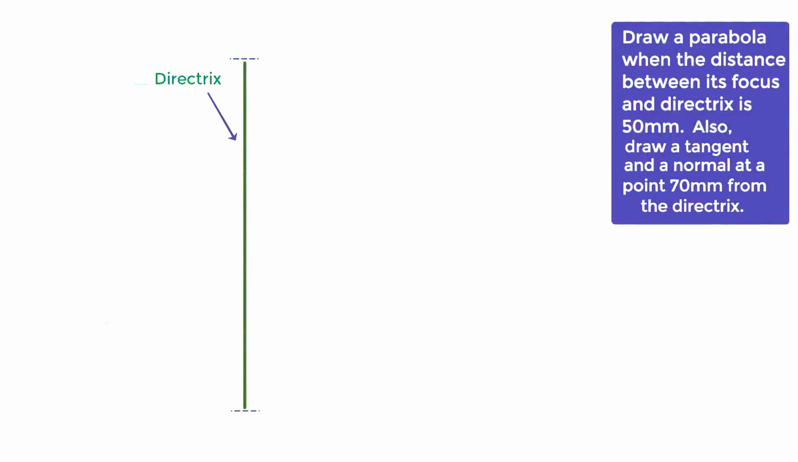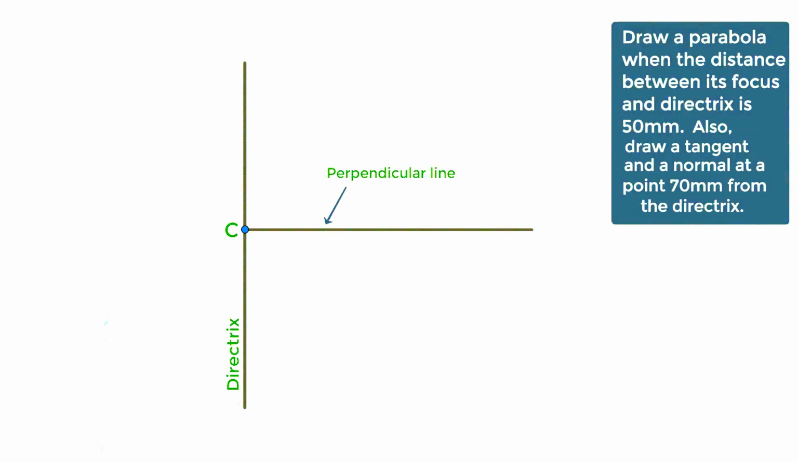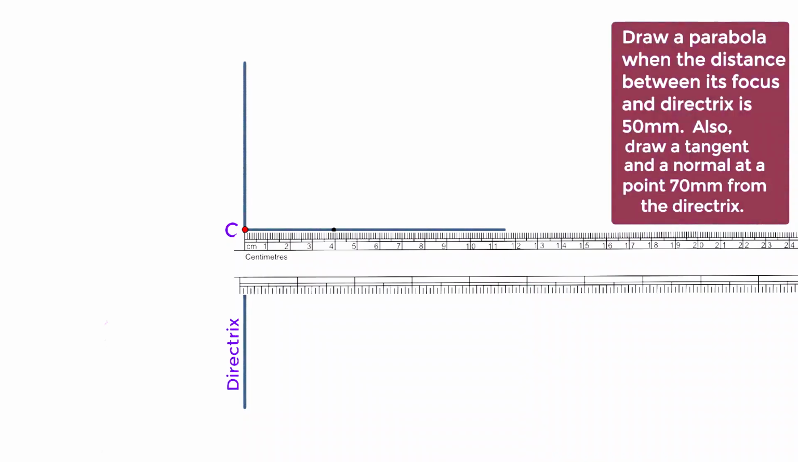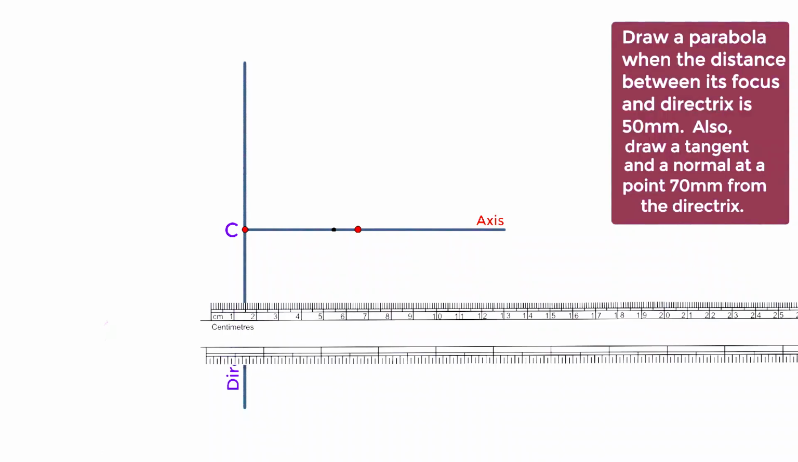Let's start drawing. First, we have to draw a directrix, which is just a vertical line, which can be of any length, and mark a point on this directrix, and we will name it C. After this, we have to draw a perpendicular line to this directrix, which will be our axis for the parabola. To draw this axis, we will take a protractor and mark 90 degrees. And by taking this point as a reference, we will draw a line from point C.